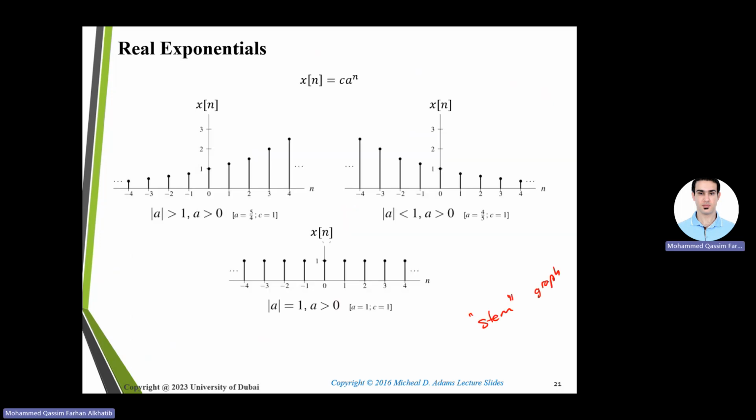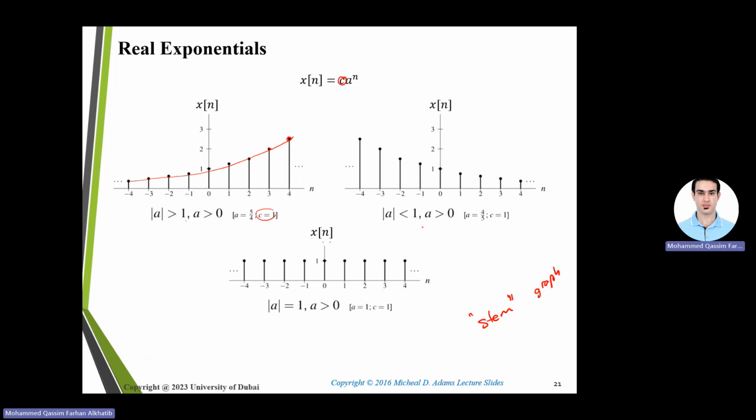All right, so this is just a representation of the real exponential. For example, here, when the absolute value of a is larger than 1, you notice that it's exponentially growing with the increase of the value of n, so exponential growth. This is an example where a equals 5 over 4. C is just a constant, this value here. It just determines these values, but the behavior of the exponential is determined by the value of a.